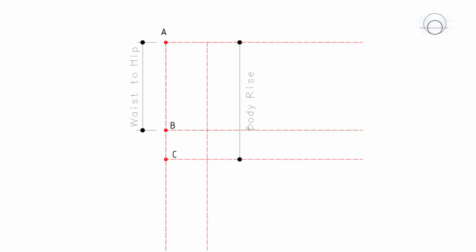Start close to your upper left corner of your paper sheet. Make two perpendicular lines, marking the cross point as point A. Add point B by measuring your waist to hip measurement. Add point C following the same line, measuring the amount of your body rise or your crotch depth.